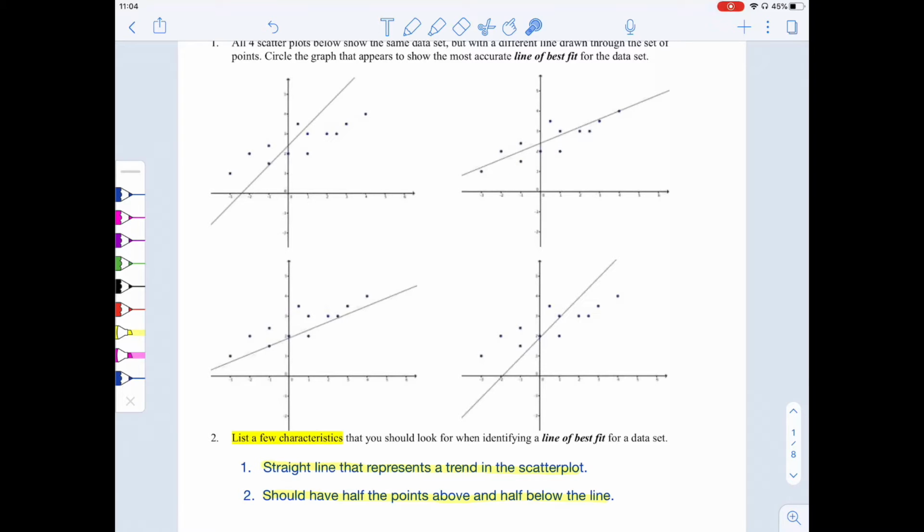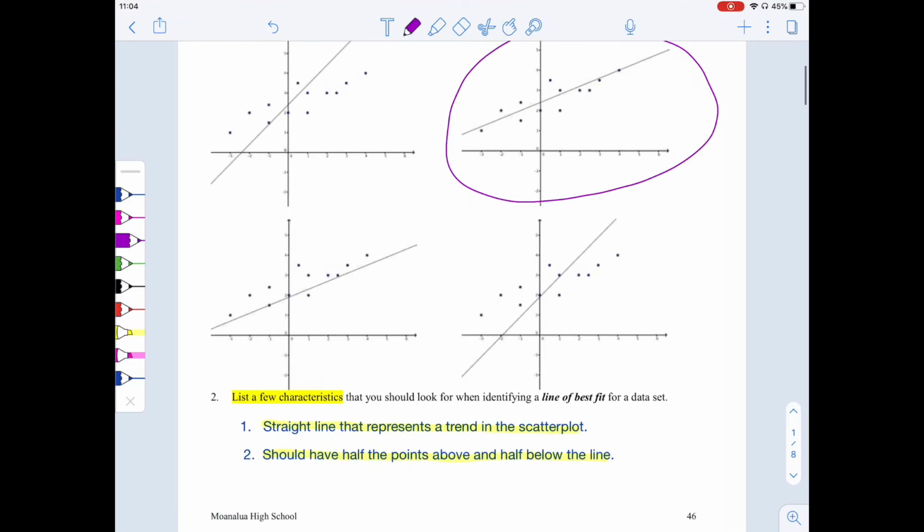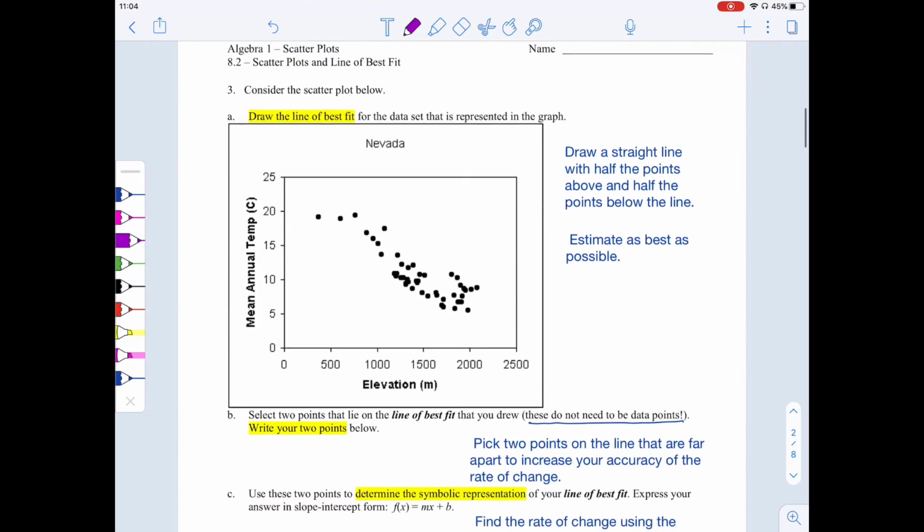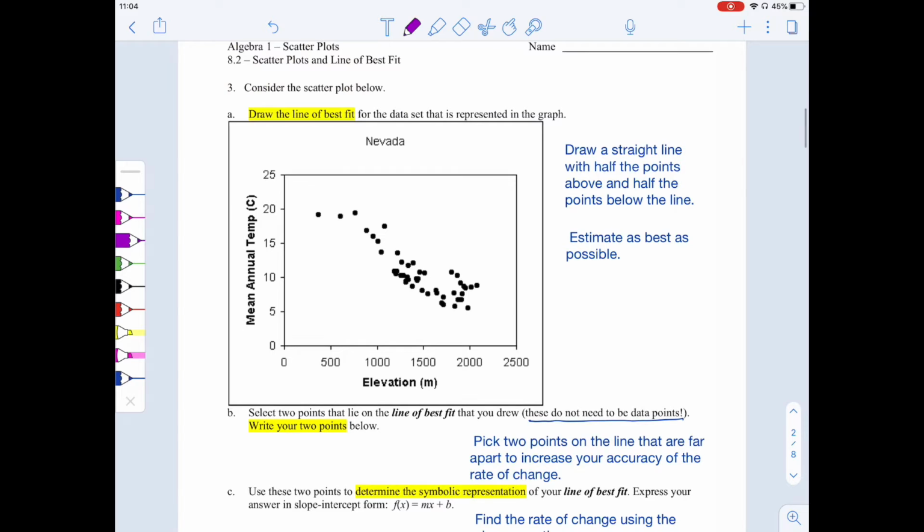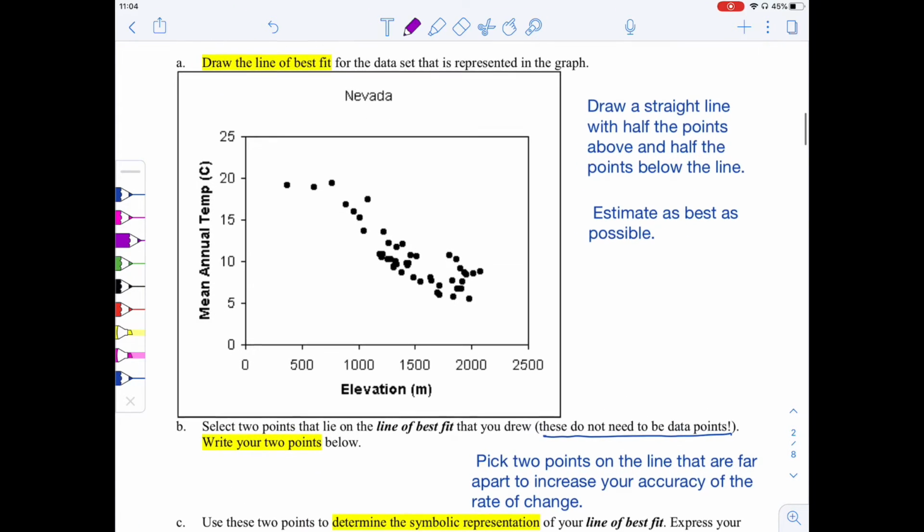And you estimate as best as possible. For these ones, you do not have to be exact. So this would be the best trend line right here because it's going through the center, it's a straight line, and half the points are above, half are below. So that will be the best trend line. When you create your line of best fit, we're going to draw a straight line with half the points above and half the points below the line.